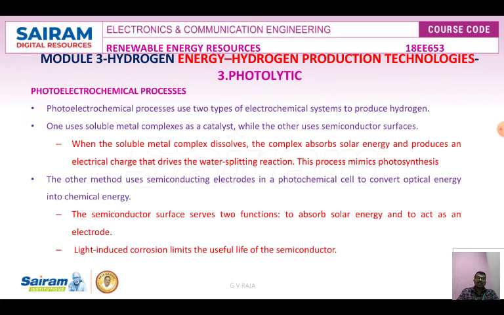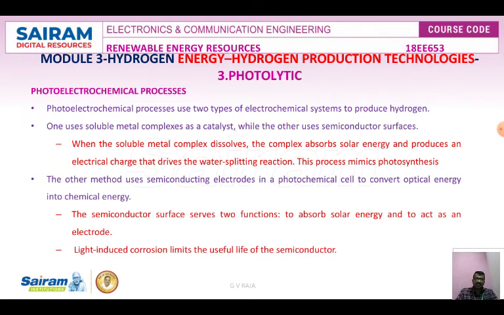Photosynthesis is the biological process where sunlight is absorbed by the plant or the leaf. But here the dissolved soluble metal complex absorbs the solar energy and produces the electrical charge that drives the water splitting reaction.